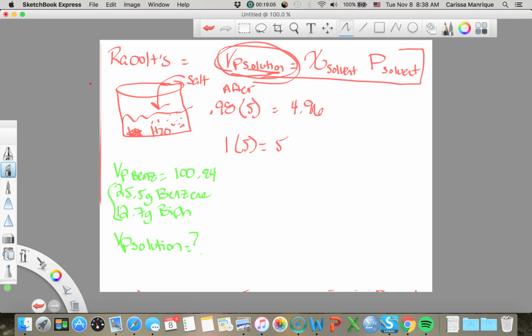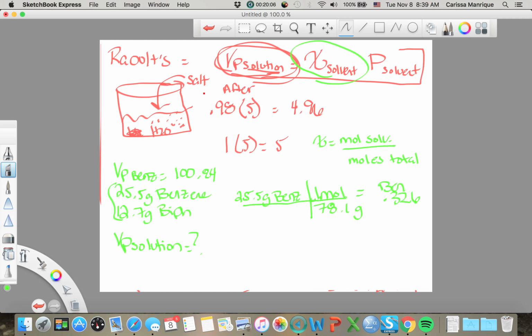The first part, which is I guess the hardest part, I need to find the mole fraction of the solvent. Notice it's the solvent, not the solute. So mole fraction is going to be moles of solvent over moles total. I have grams of both of these, so I need to convert them into moles. I have 25.5 grams of benzene, C6H6. If I add that up, 6 carbons and 6 hydrogens, I get the molecular weight of benzene, 78.1 grams per 1 mole. If I divide these two, I get 0.326, and this is my solvent.